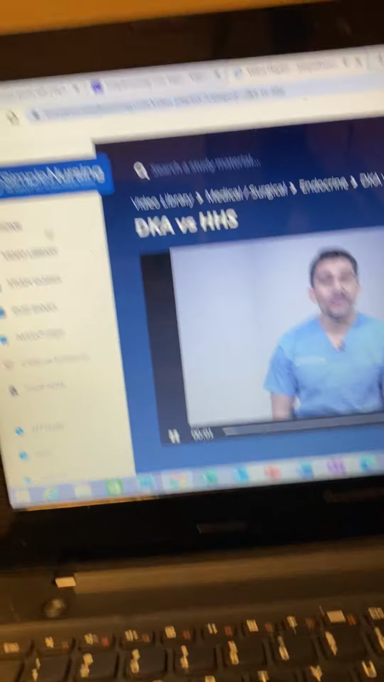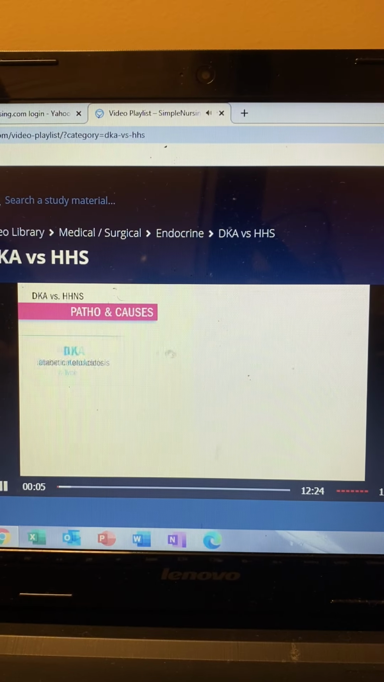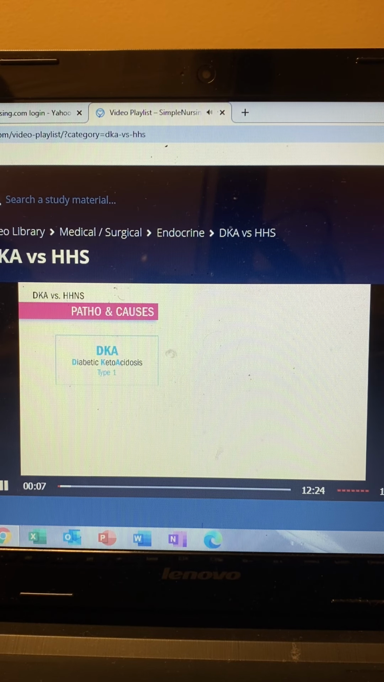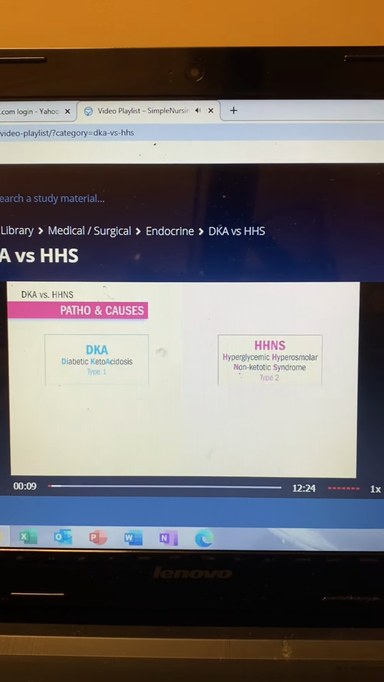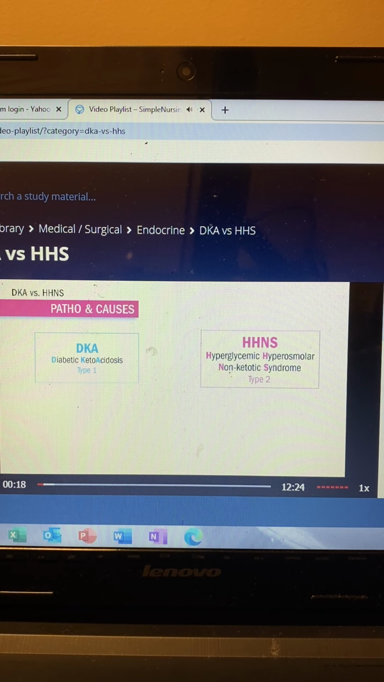So how do you tell the difference between DKA and HHNS? Well, DKA is more common in type 1 diabetes and HHNS for type 2. So think, which letter comes first in the alphabet? Well guys, D comes first, so it's type 1, and H comes second, so that's how you know it's type 2. Now, what is DKA?